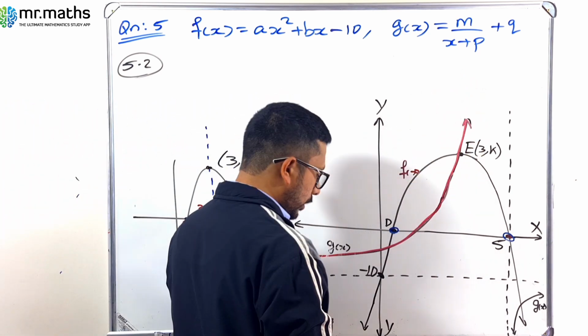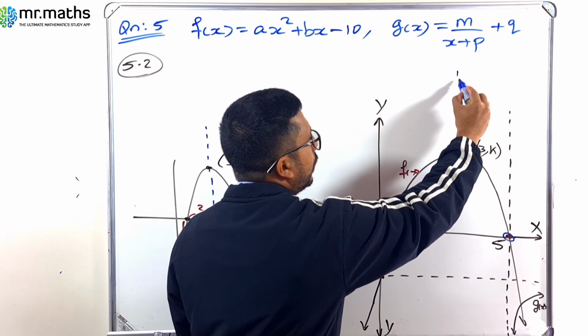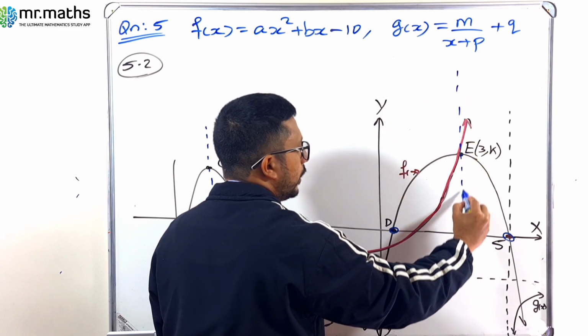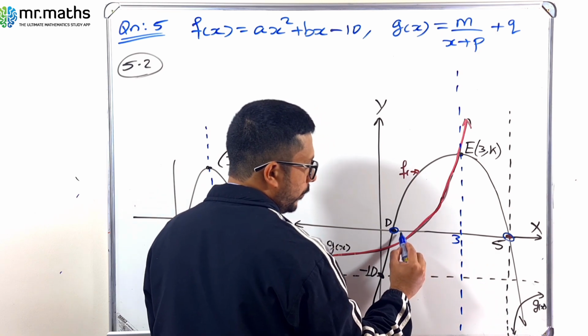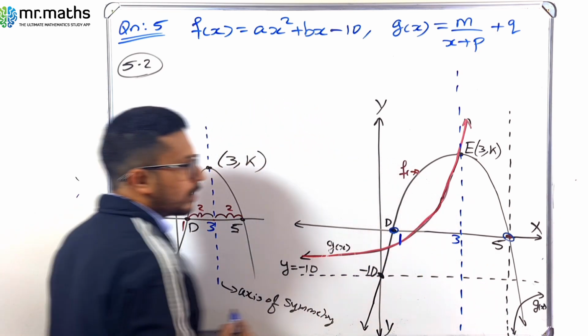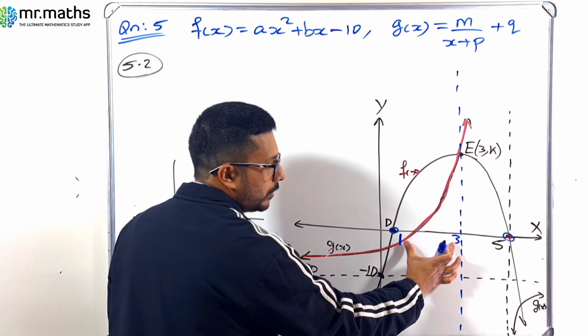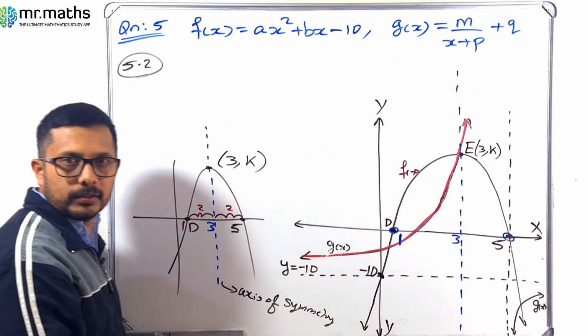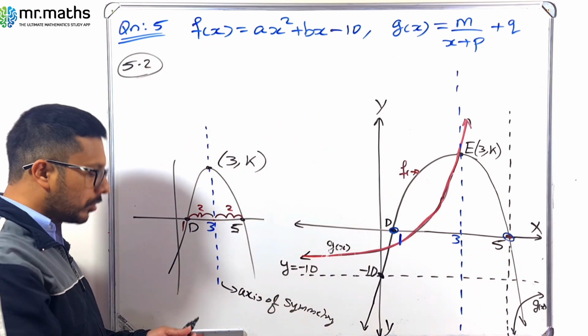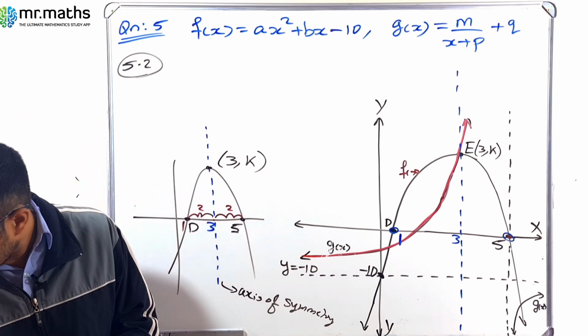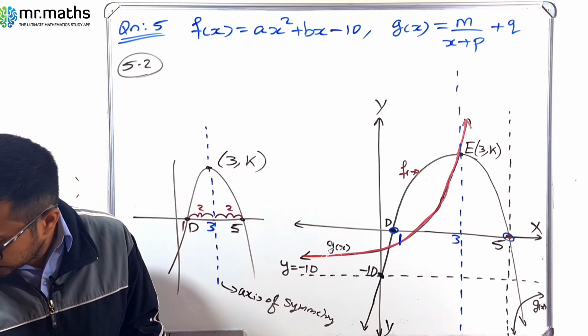This is the turning point. Okay, so let me draw that line here passing through the turning point. This one is the turning point. And here this one is 3. So here the x value is 1, then 1 plus 2 is 3, 3 plus 2 is 5. You understand? Okay, based on the axis of symmetry, we can directly write the coordinate. How many marks? 2 marks.